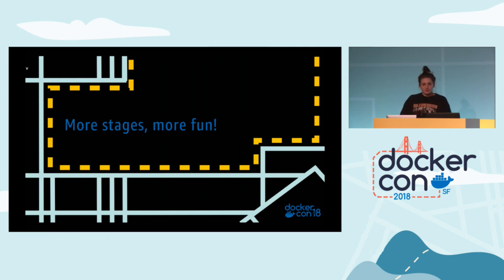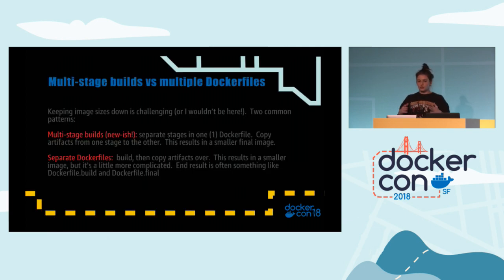So more stage is more fun. So the previous pattern, as of a couple years ago, and I think this has been in beta for a while, so I think some people are still using the dockerfile.build or dockerfile.final, or however you wanted to name things. So there's two kind of patterns for building your images in multiple parts. The first one, or the second one, or it's really the new one, I guess, is multi-stage builds. So that's doing separate stages in one Docker file.